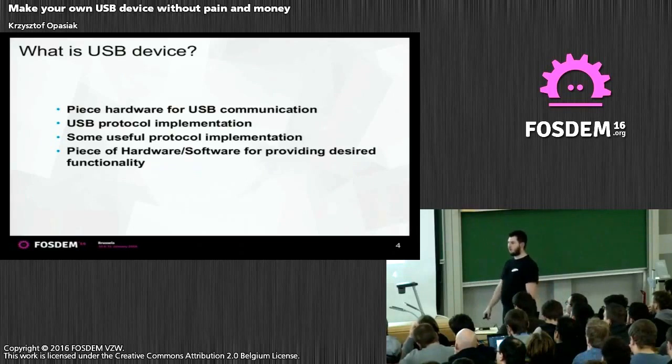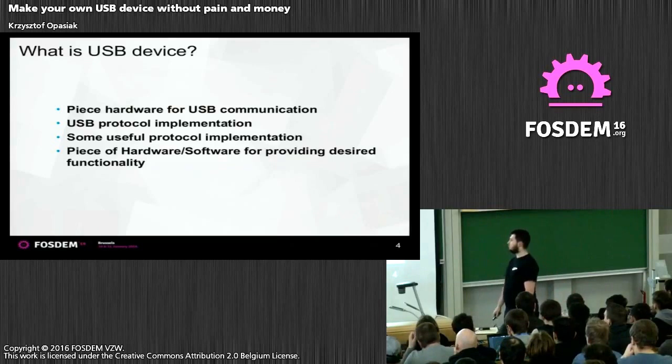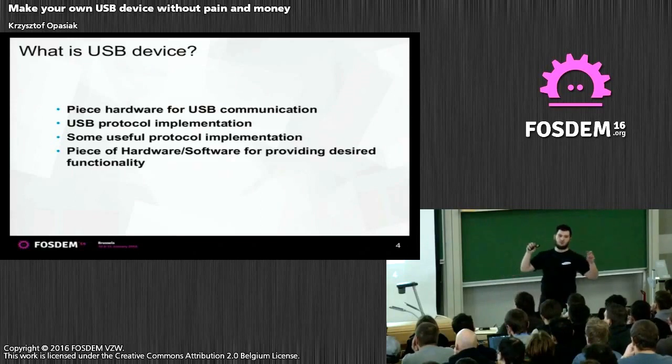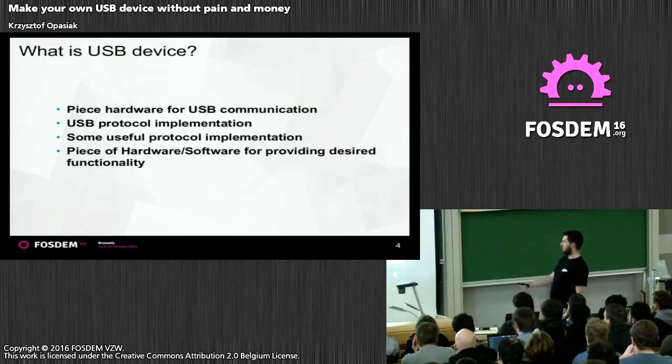When we have this functionality provided by our vendor, then we may implement some useful protocol. What does useful mean? Well, if we would see this in terms of internet, the USB protocol implementation is the equivalent of TCP or UDP implementation. Then we have HTTP or SSH, anything that is built on top of it. So that's the useful protocol.